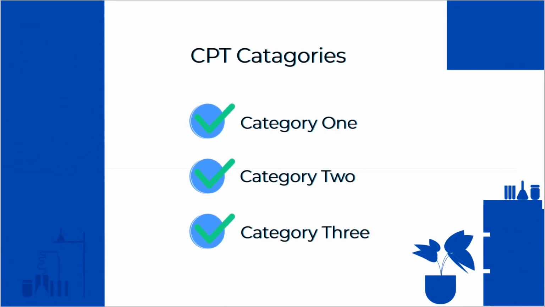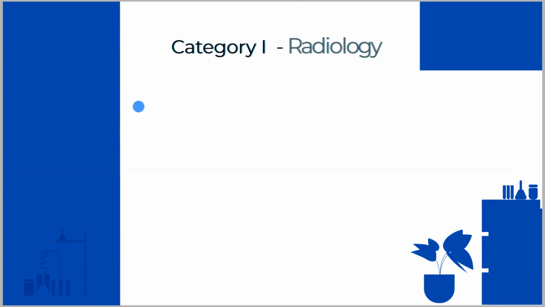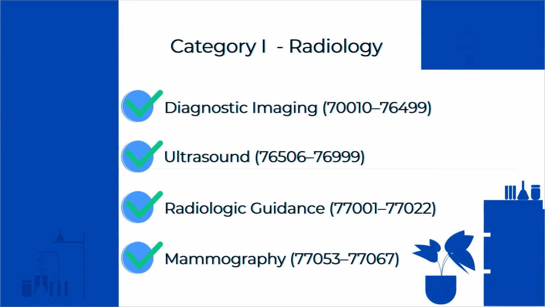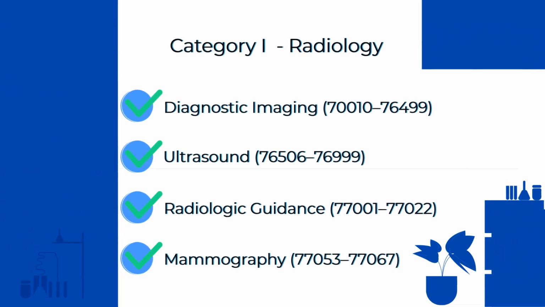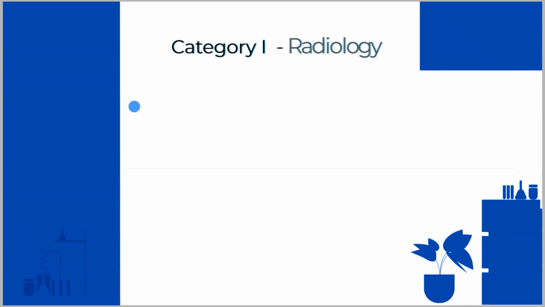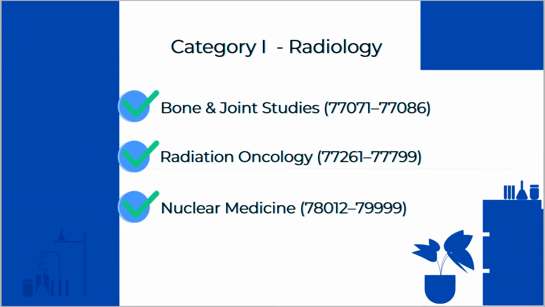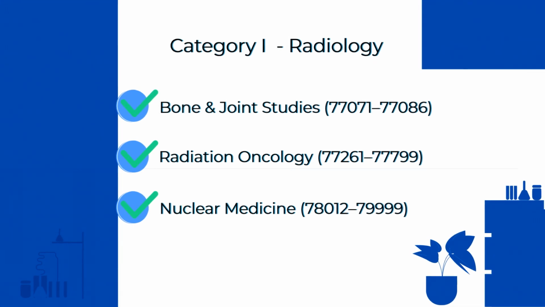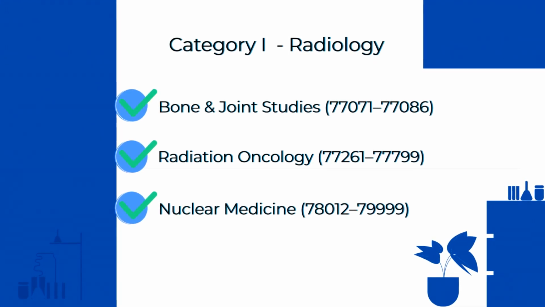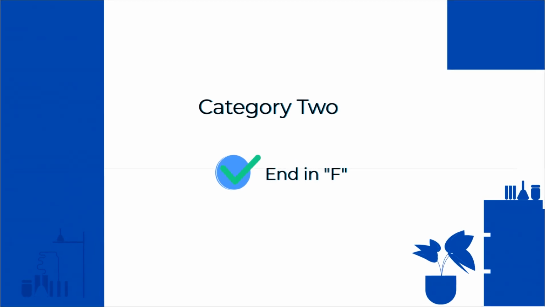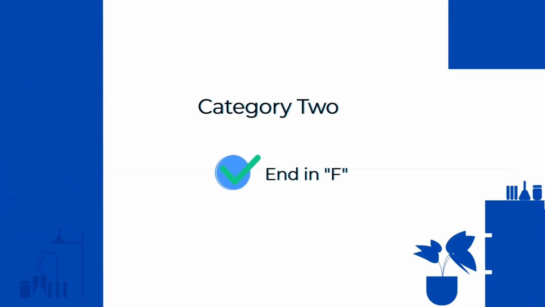Category 1. These are the most commonly used. Each code is 5 digits long and used for reporting procedures and professional services. There are over 7,000 codes in this section, organized by specialty. In the radiology section, you'll find these subsections: diagnostic imaging, ultrasound, radiologic guidance, mammography, bone and joint studies, radiation oncology, and nuclear medicine.